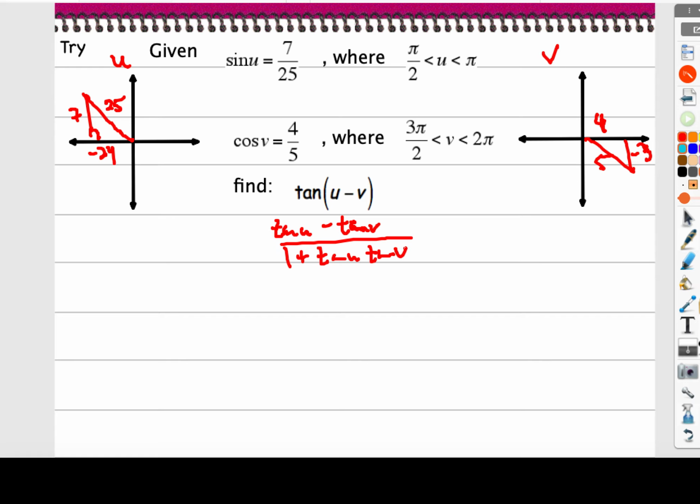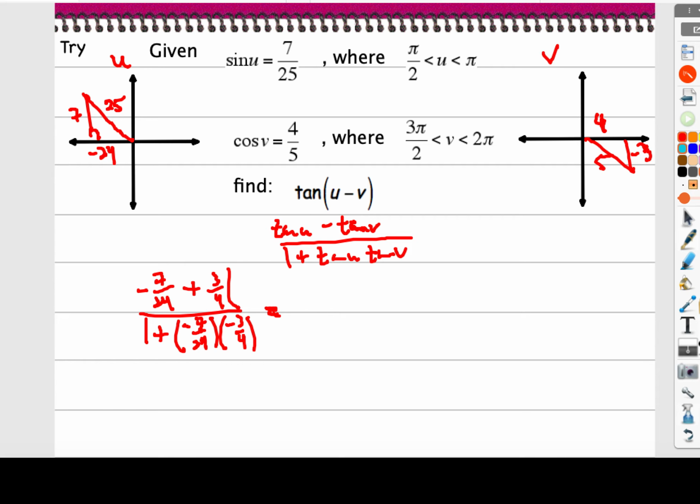So now let's fill in what we know. The tangent of u is opposite over adjacent, so negative 7/24, minus tangent of v, well, negative 3/4, so let's call that plus 3/4, over 1 plus, basically those same two numbers multiplied. Remember that they were both negative when we started there. So let's do a little arithmetic work here.